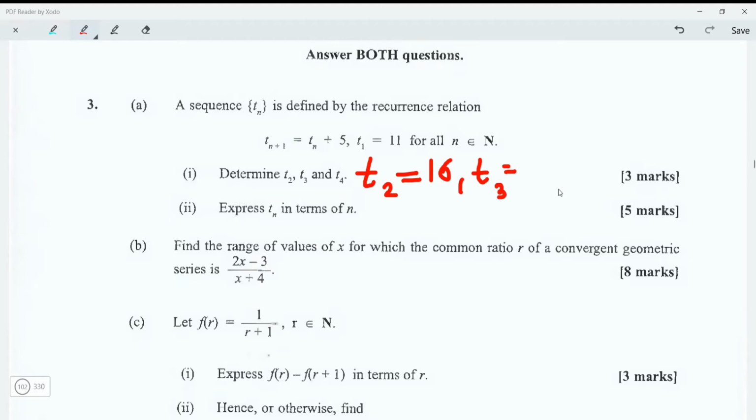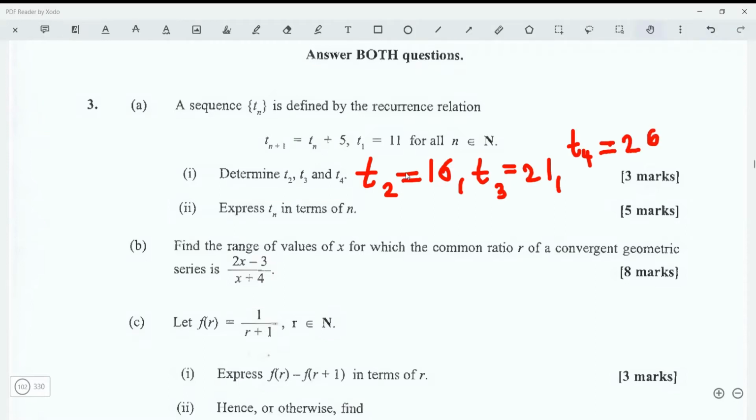And then we're able to find T4. T4 is going to be T3 plus 5. And T3 is just going to be 21 plus 5, which is 26. All right? So that's going to be all of those right there for T2, T3, and T4.